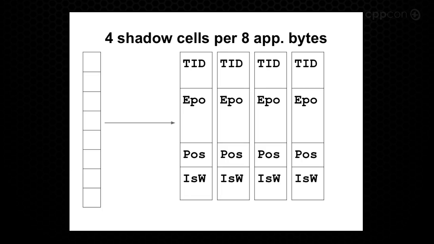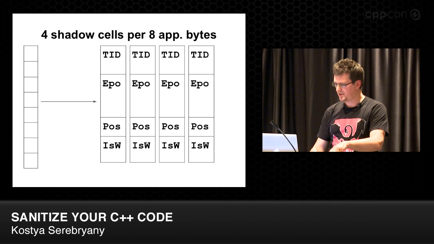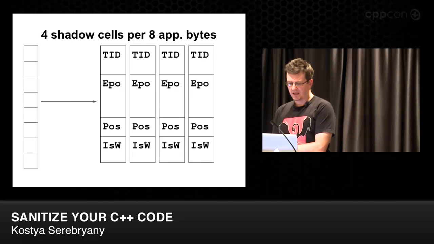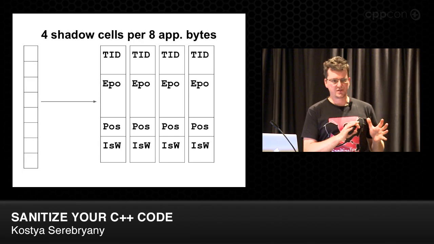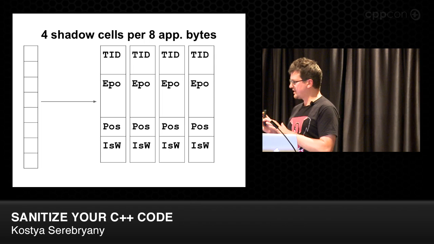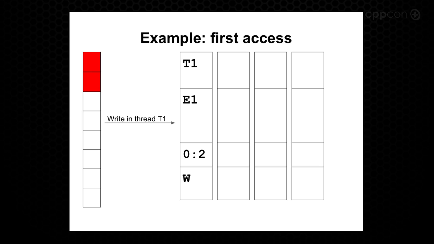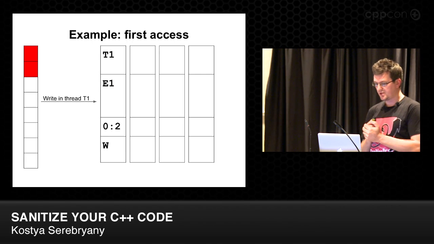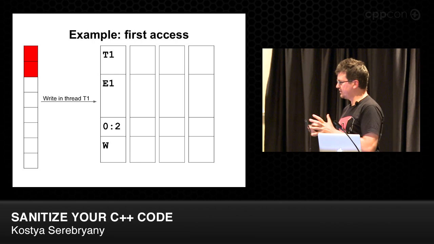Let me show how the analysis works. Remember, we map 8 bytes of the application into 4 8-byte shadow cells. Before we touched a particular piece of memory, the shadow cells are empty. Nothing is there. We don't know anything. When a first memory access arrives, and in this case, it is a write of the first 2 bytes from thread T1, we just record all this information into one of the shadow cells.